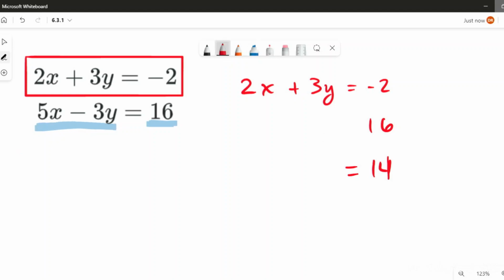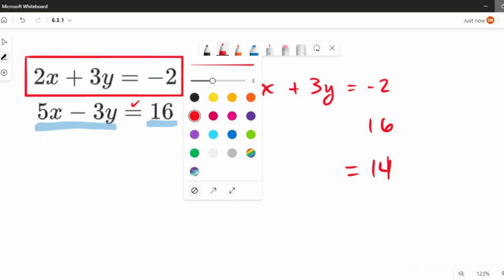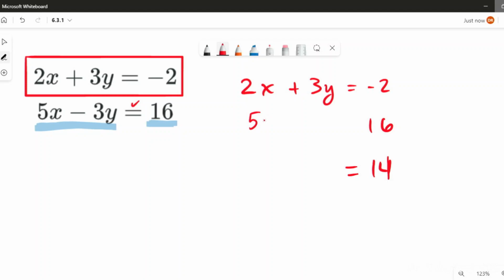How do I know they're equal to 16? Well, this system tells me they're equal. 16 is the same as 5x's and then subtract 3y's. So I'm going to add to the left-hand side 5x's, and then I'm going to add a negative 3y. What do I get? Well, 2x's plus 5x's gives me 7x's. And if I take 3y and add negative 3y, that gives me 0. The fact that that just happened is why we call this elimination. My y's just eliminated because I had a positive 3y and a negative 3y.